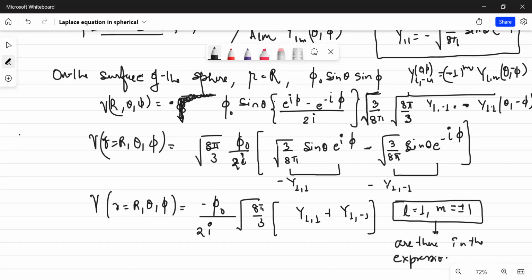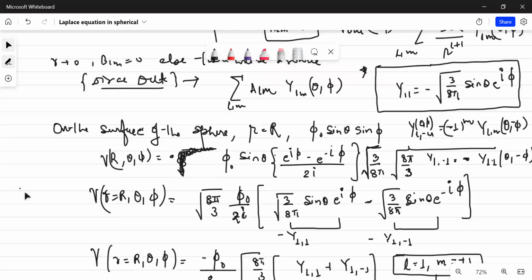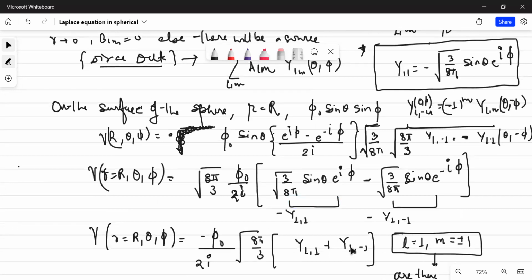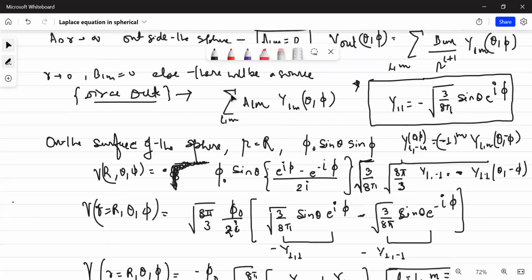Now, if I want to find the potential inside, one piece of information I've got is that only L equal to 1 and M equal to plus minus 1 terms would be there. All other terms would be 0, if you compare both of the sides. You can see that your potential on the surface has only two terms, y11 and y1 minus 1. And I know that my potential is continuous. So if I take at r equal to capital R, I think there would be some r raised to power L term also here.